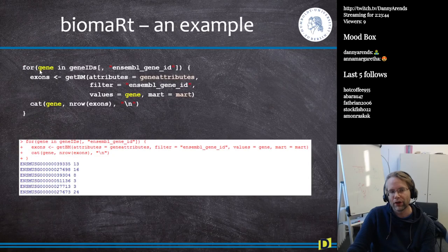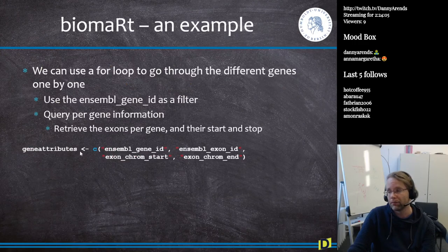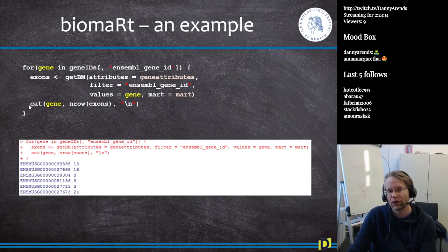And then I just use a for loop, right? So I take my original results that I got from biomaRt, and I say for gene in the column Ensembl gene ID in this matrix, what do I want? Well, I just want to, again, use a getBM function. I say getBM, get the gene attributes. So for each gene, get the Ensembl gene ID, the exon ID, the exon chromosome start, and the exon chromosome end, and in this case, I'm not going to use any of this. I'm just going to print it out to the screen.